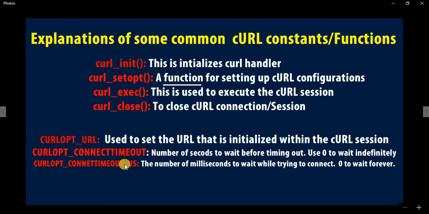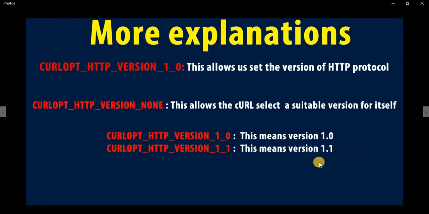That's what that means. And the next one is CURLOPT_CONNECTTIMEOUT_MS. This one is talking about the milliseconds that you want the application to wait while trying to make a connection to the server. That's just what this one is talking about. And 0 on this one can also wait forever. Alright, so let's look at the next slide.